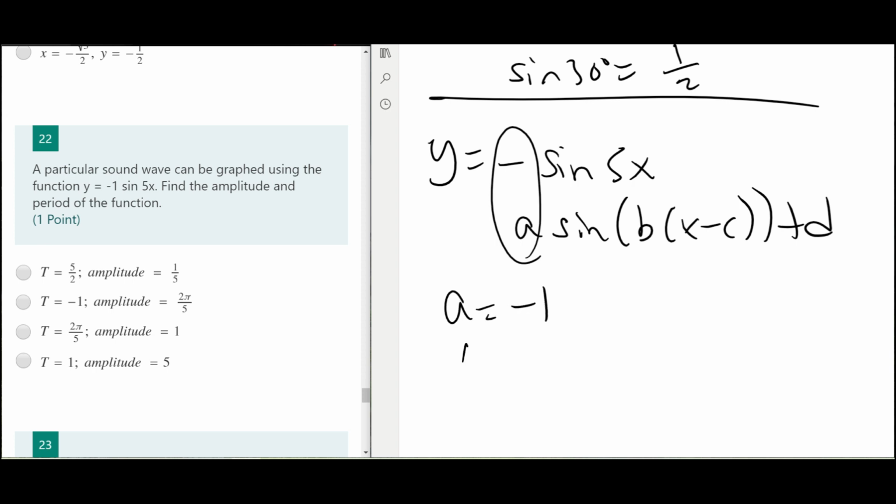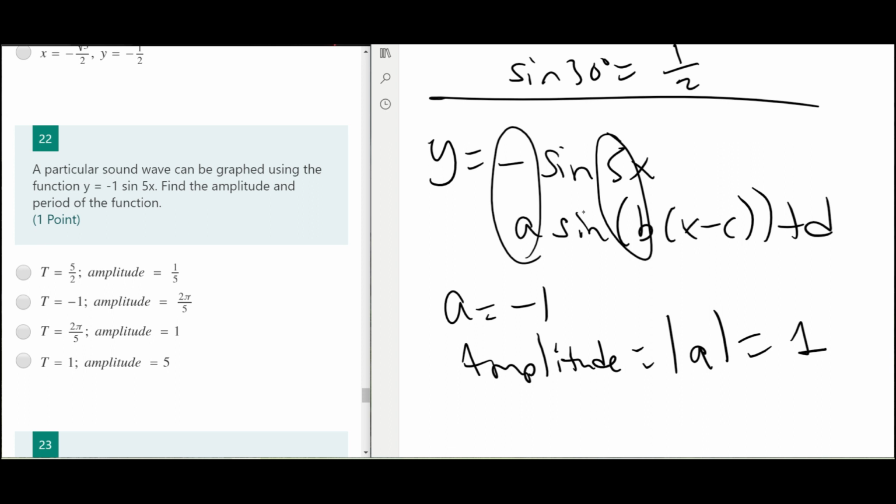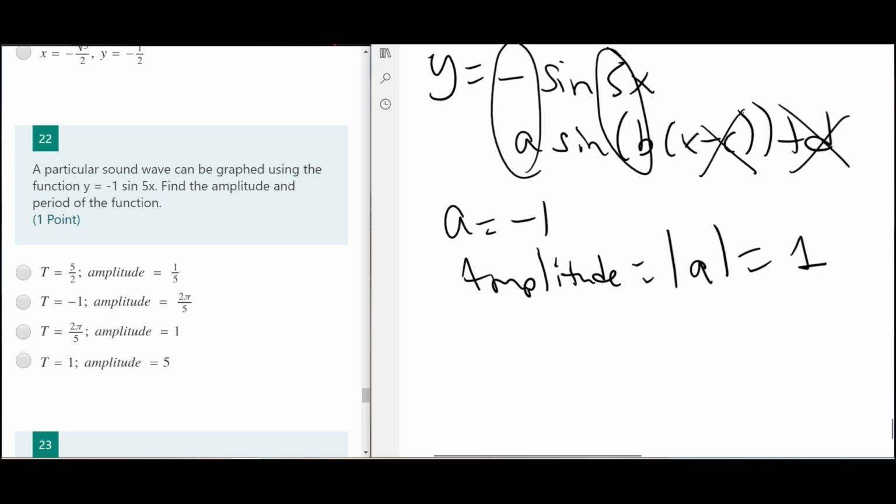But remember, the amplitude is the absolute value of a. So if a is negative, the amplitude has to be positive, no matter what. The amplitude is always going to be positive. So even if a is negative, the amplitude is going to be positive 1. And then according to this, you can tell that b is 5. And you can tell that there is no c and there is no d. d is just 0, and c is 0. Okay, so the amplitude is clearly 1.